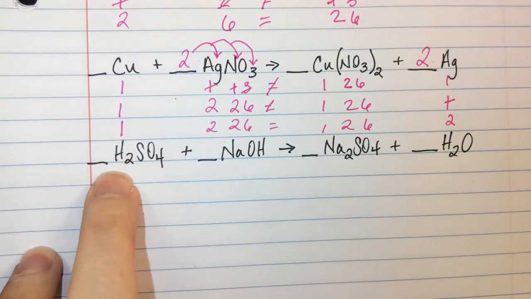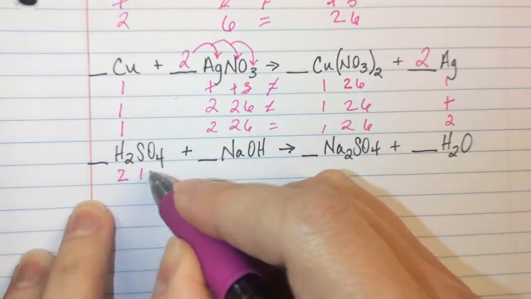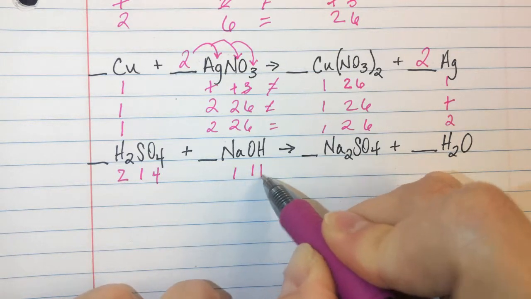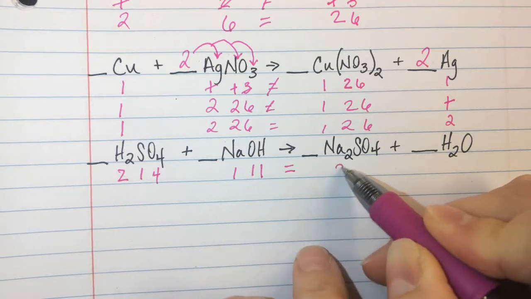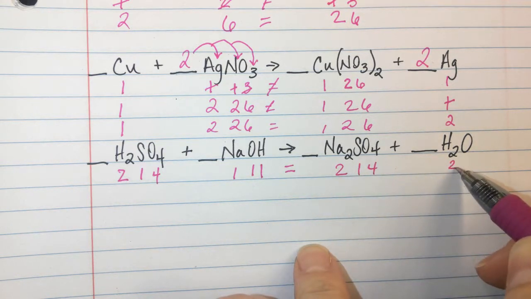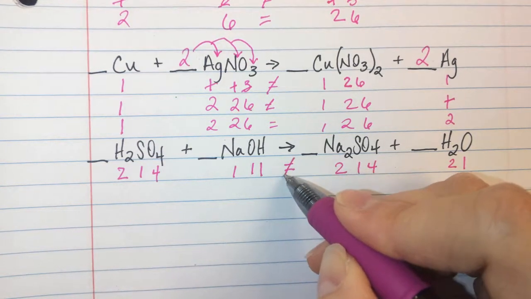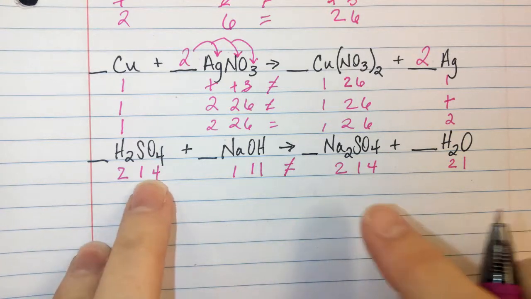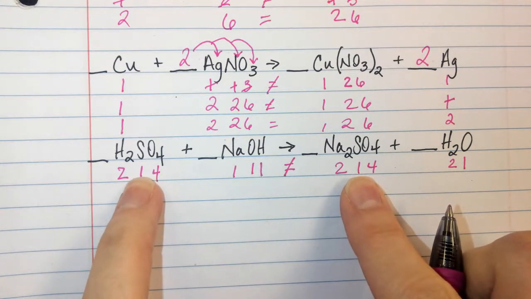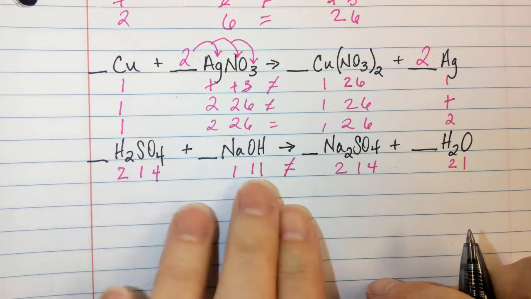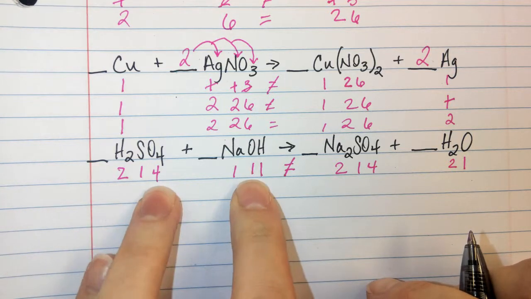How many hydrogen are here? Sulfur. Oxygen. Sodium, oxygen, hydrogen equals sodium. 1, 4, 2, 1. Are we balanced? Okay. We're not balanced. Sulfur's good. It's the only one. No, oxygen. How many oxygen do I have on the left? 5.